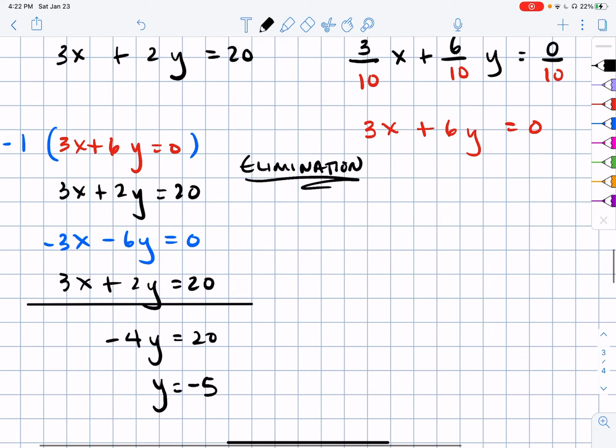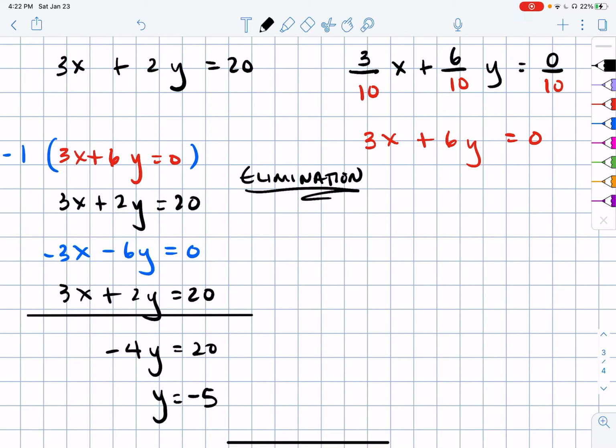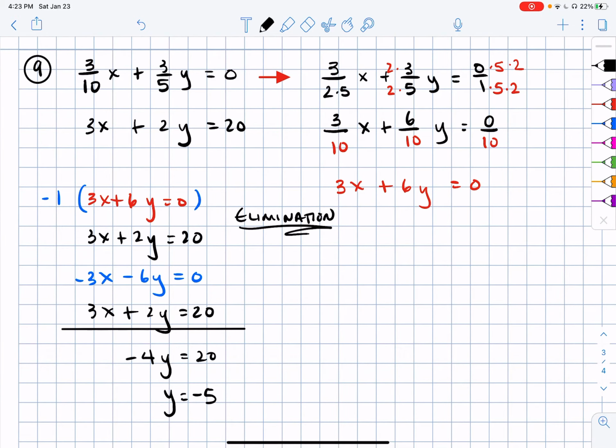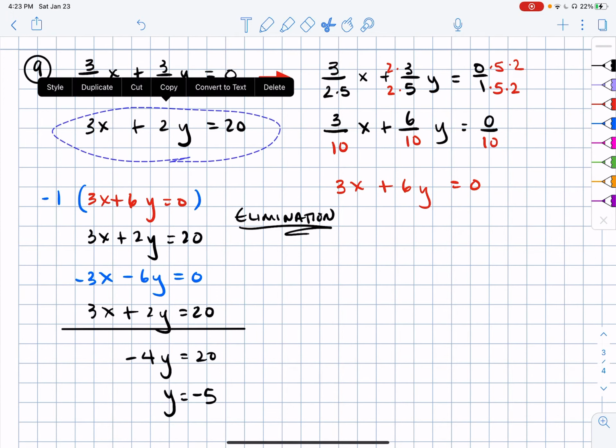Now I have to figure out what my x value is. Now, could I just take this and plug it into here? I could, but the problem is that I don't know if I did all of that work correctly. So I'm not going to go in that direction. I'm going to plug it back into this one here that was given to me. So that's where I'm going to plug it in.